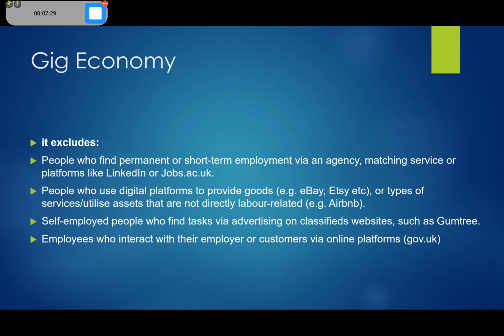Even just thinking about something like Teams. We're all using Teams for classes just now because of COVID. So if my employer wants to communicate with me, they can use Teams. But it's obviously a much bigger platform. It's also on the computer. But that does not make it part of the gig economy because I've got a direct relationship with the college that employs me.